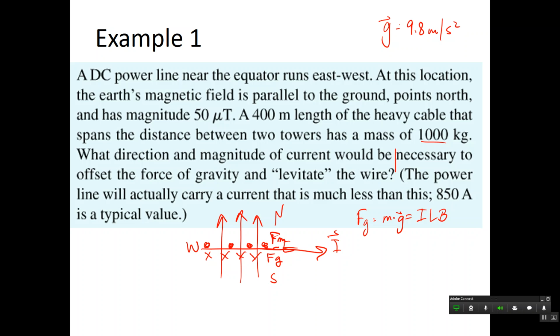Do we have the length? Yeah, we do. Right here, 400 meters in length. Do we have B? Yeah, we also have B. We have 50 microtesla here. So we got everything. We just need to plug it in now. So 1,000 kilograms times 9.8 meters per second squared is equal to I, which is what we're solving for, multiplied by 400 meters, multiplied by 5.0 times 10 to the negative 5 tesla.